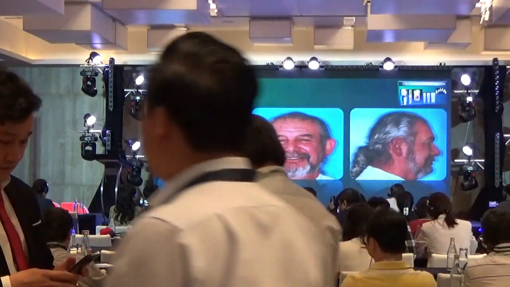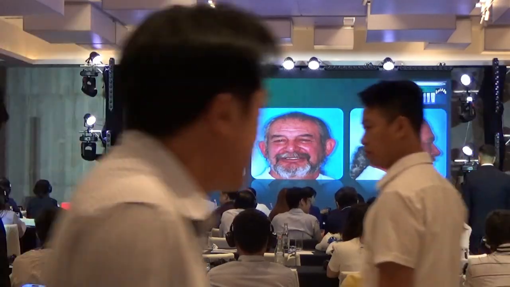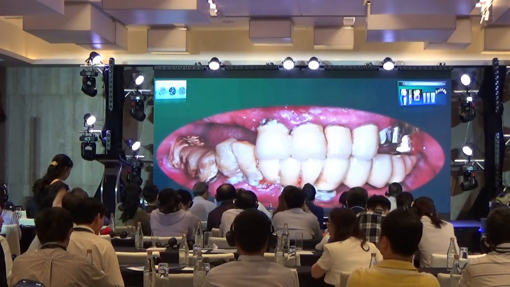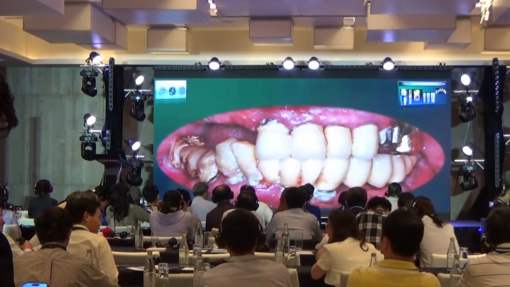Smoking, and he is diabetic, and he has a hemoglobin A1C about 9, but he wants to have teeth. And you see how nicely, he has a very good oral hygiene.